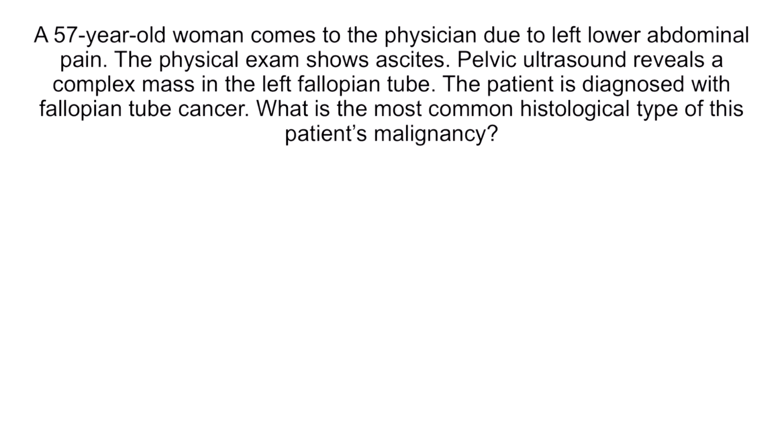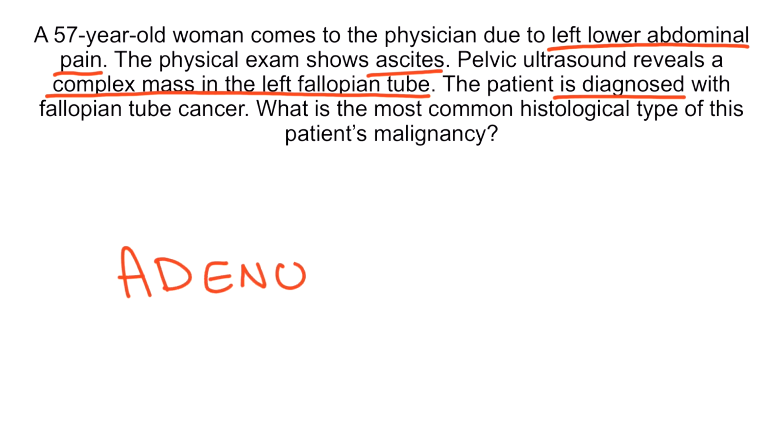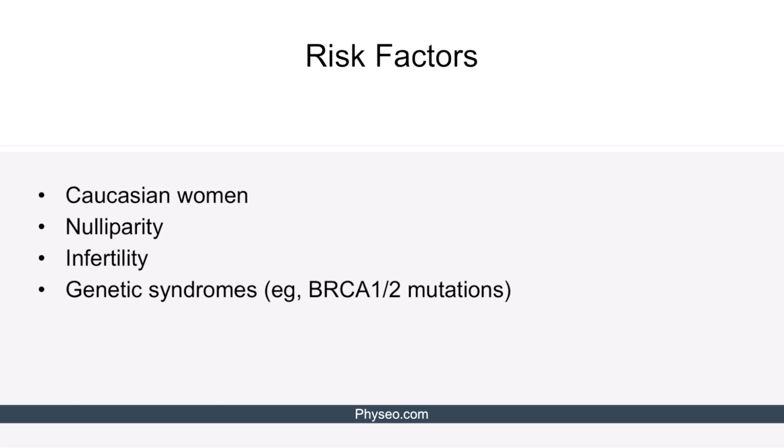All right, this woman with left lower abdominal pain and ascites has a complex mass in the left fallopian tube. She's eventually diagnosed with fallopian tube cancer. As we just discussed, the most common histological type of fallopian tube cancer is adenocarcinoma. This type of cancer arises most commonly in Caucasian women. Additional risk factors include nulliparity, infertility, and genetic syndromes, for example, BRCA1 or BRCA2 mutations.